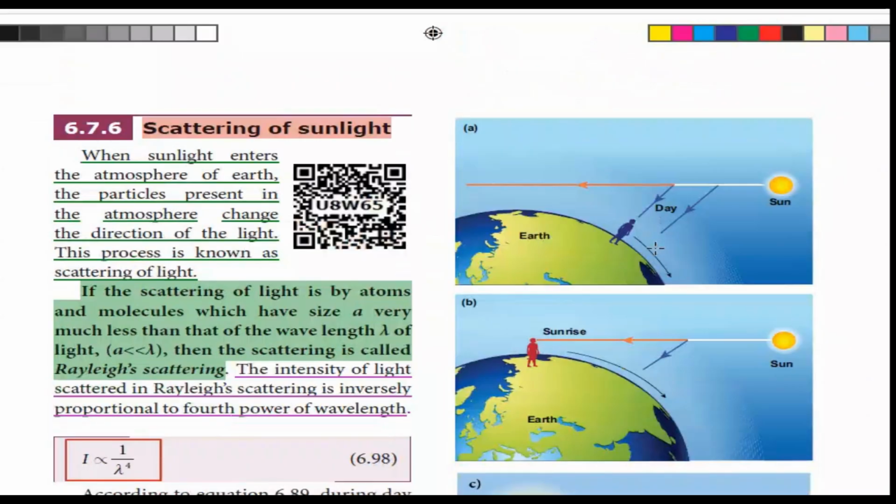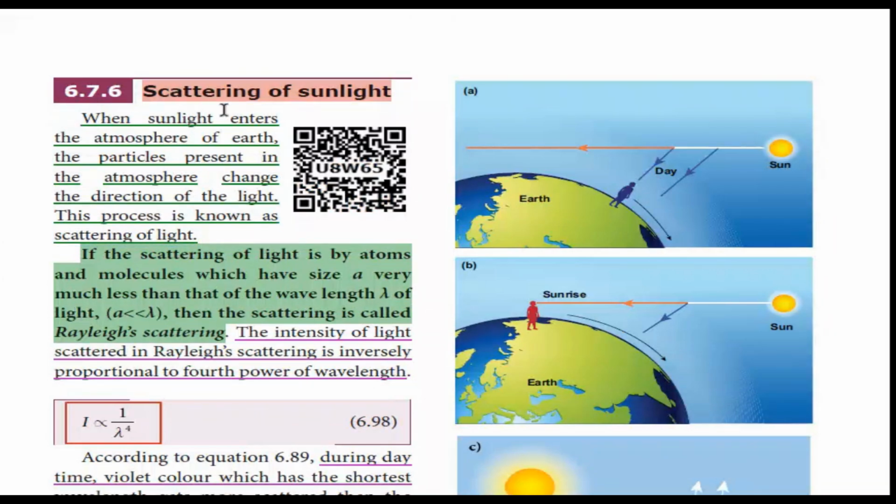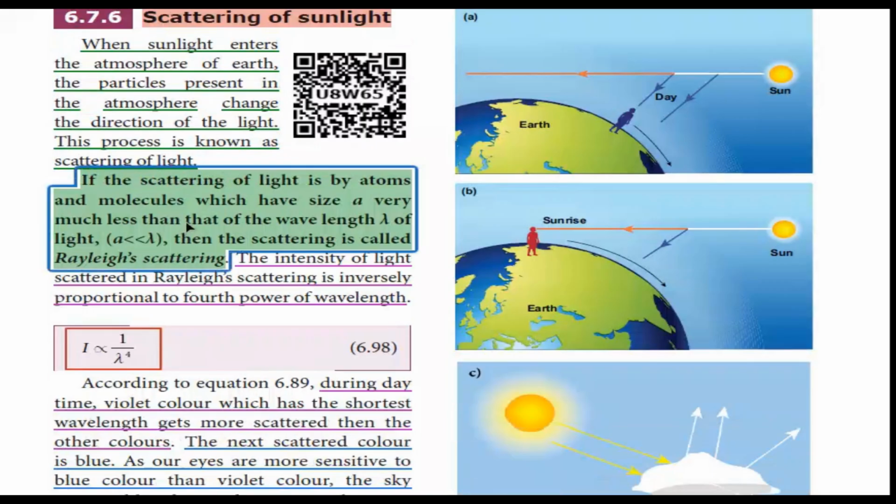Now let us study about the scattering of light, the last topic in this chapter. When sunlight enters the atmosphere of the Earth, the particles present in the atmosphere change the direction of the light, and this process is known as scattering of light. If the scattering of light is by atoms and molecules which have a size A very much less than the wavelength lambda of light, then A is very much less than lambda. The scattering is called Rayleigh scattering.